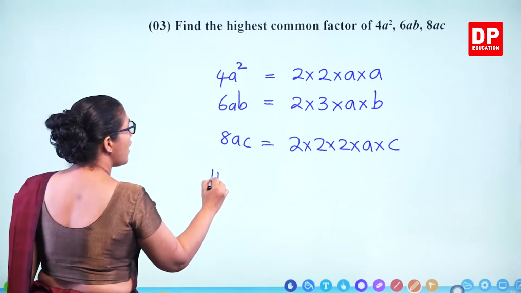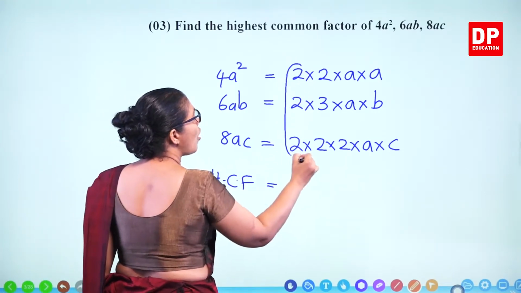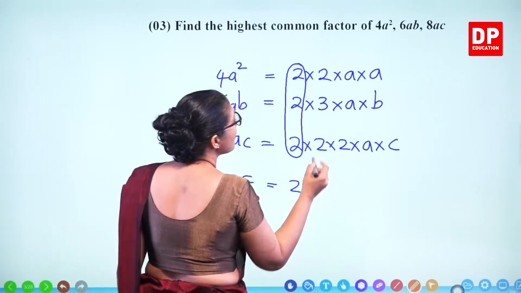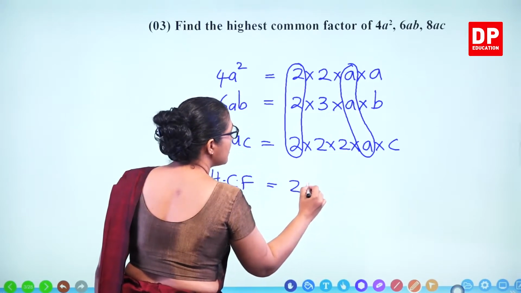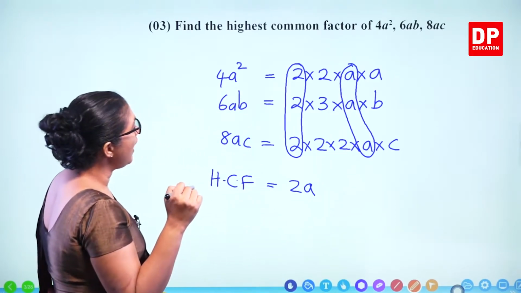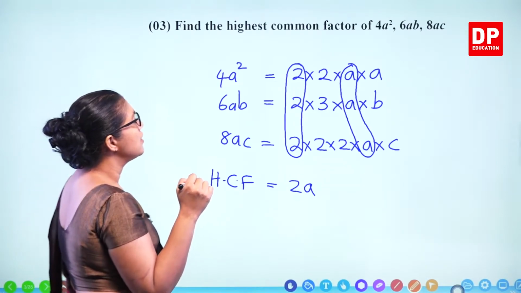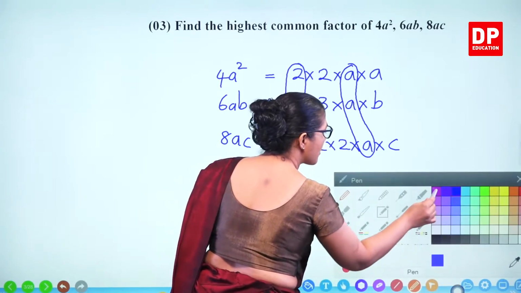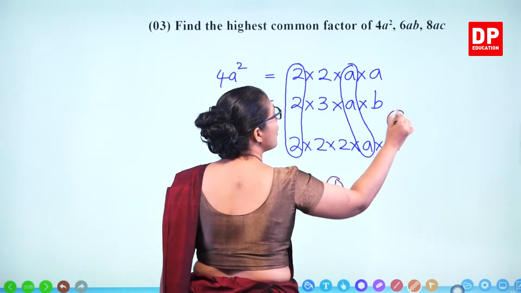Now you are asked to find the highest common factor. So you find the common factors. 2 is a common factor. a is another common factor. So 2a. That's all. Other terms are not common. So 2a is the answer. So you get 2 marks: 1 mark here and 1 mark for the method.